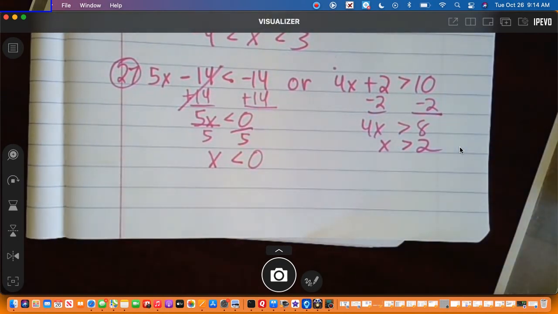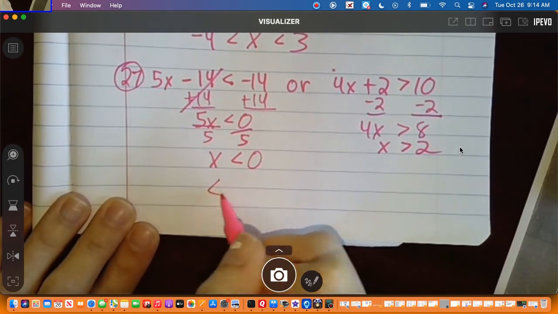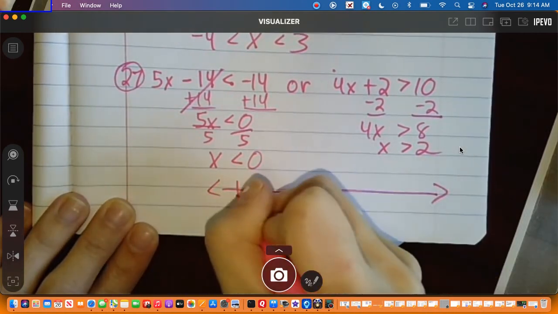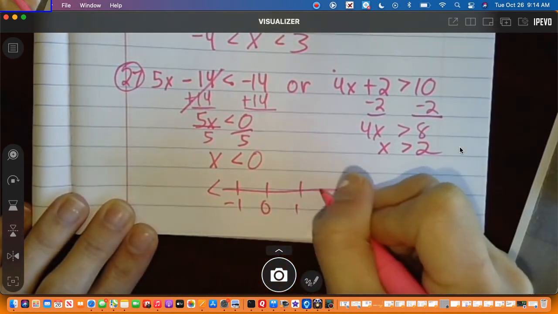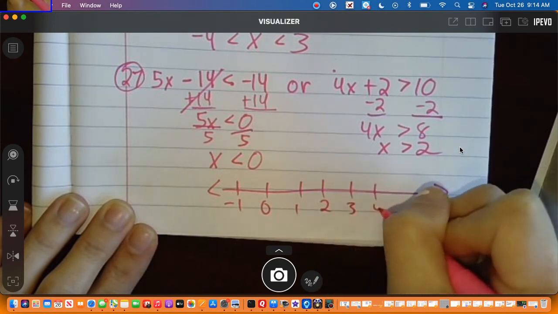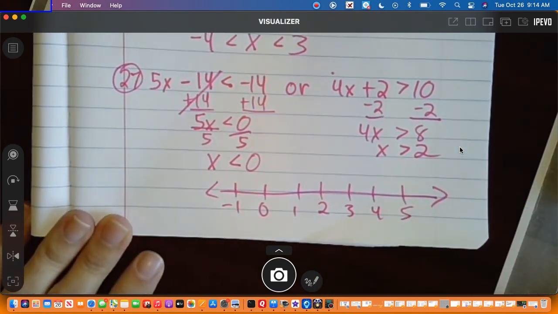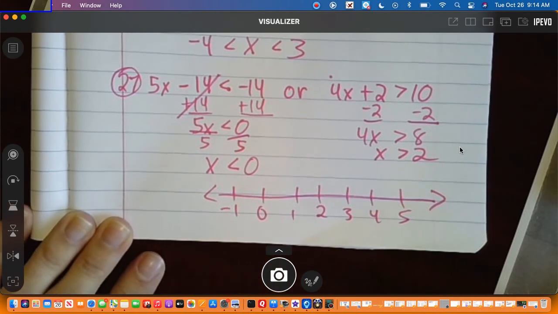Now when you graph it, you're including those two numbers, right? To me, these are easy to do. Make sure you're paying attention to me because that other stuff, whatever you're doing, is not going to help you on your test.